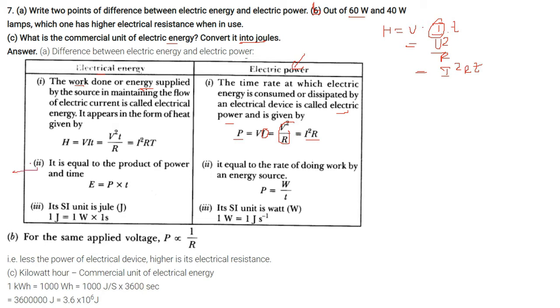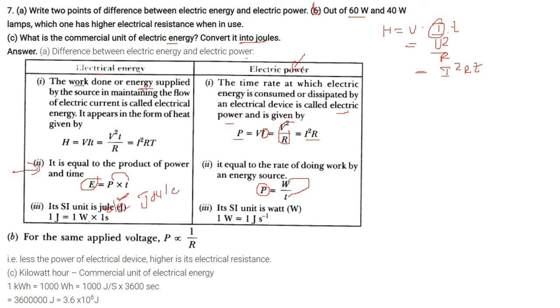Electrical energy is equal to the product of power and time. Power multiplied by time is electrical energy, and electric power is equal to the rate of doing work, so energy divided by time. The rate of doing work by an energy source is the power. The SI unit of electrical energy is the joule.